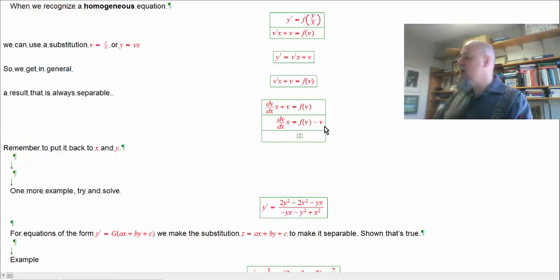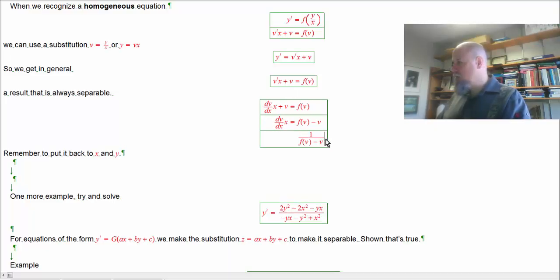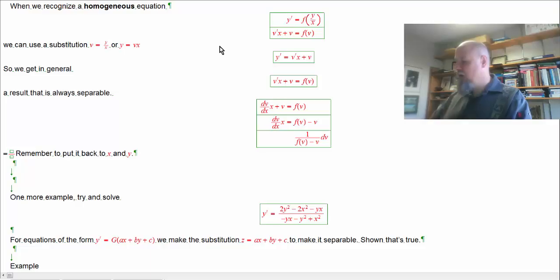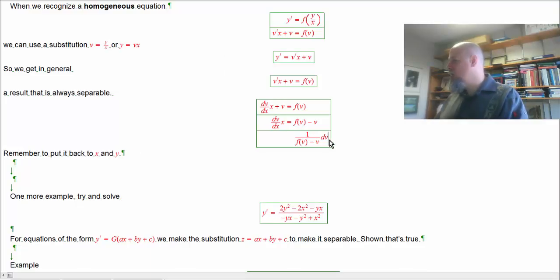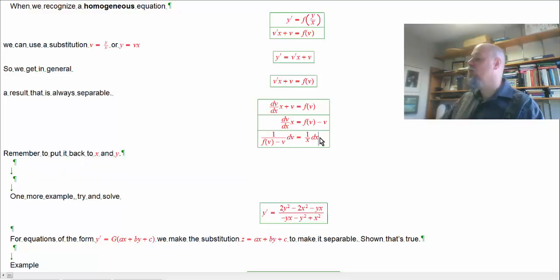Now I can multiply up the dx side and show that it's separable. I'm going to get a 1 over all these with v's, dv equals 1 over x dx. So that 1 over x dx side is always the same. So that's always going to integrate in these homogeneous differential equations. So there it is, it's separable. All my v's are on the v side and all my x's are on the x side.